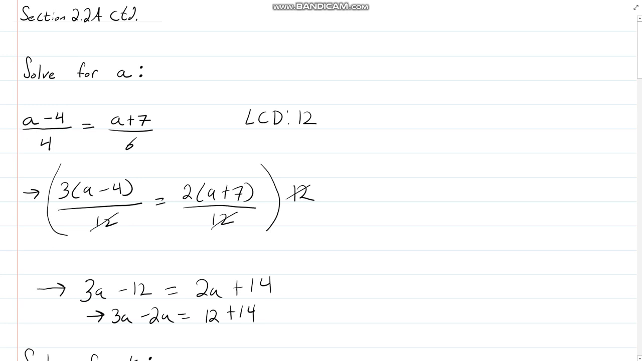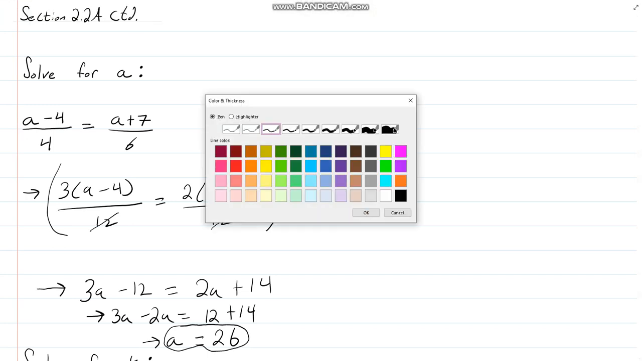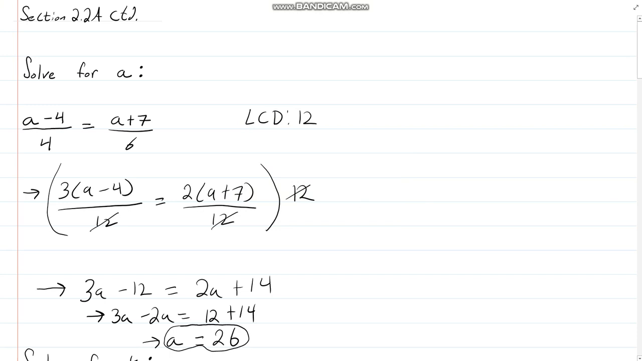Okay, again, if you move something to the opposite side, it takes the opposite sign. 3 minus 2 is just 1, so that's just an a. And then we have 12 plus 14, so that's going to be 26. So that would be the final answer there. All right, again, I want to say, maybe I'll write this in a different color. Now, you can cross multiply if you want at this stage. That's fine. If you did that, you'll have 6a minus 4 equals 4a plus 7.